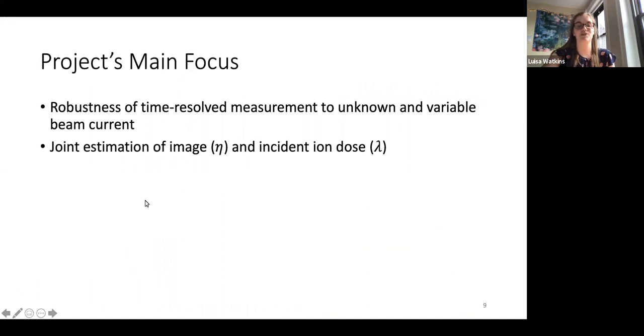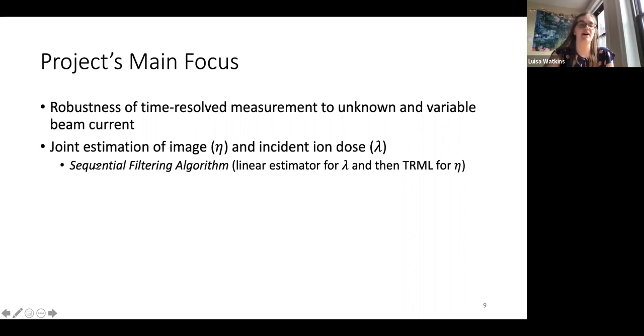And then I went into joint estimation of both the image, where we're trying to get an eta value for every single pixel, and the incident ion dose, or particle dose, lambda. The algorithm that I'm proposing, which I'm calling the sequential filtering algorithm, has two pieces: one piece tries to estimate the dose using a linear estimator, and the other uses that previously mentioned TRML method for eta.